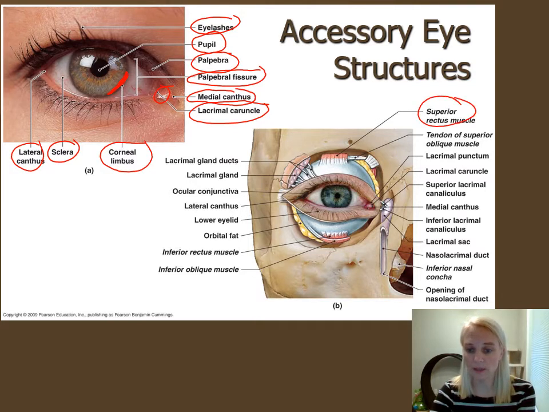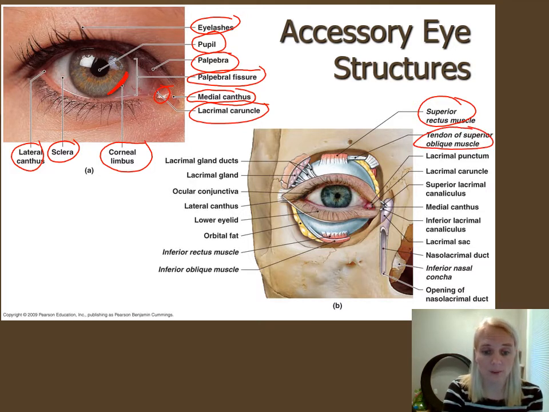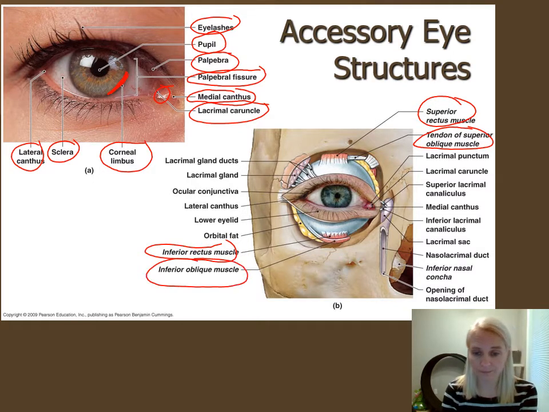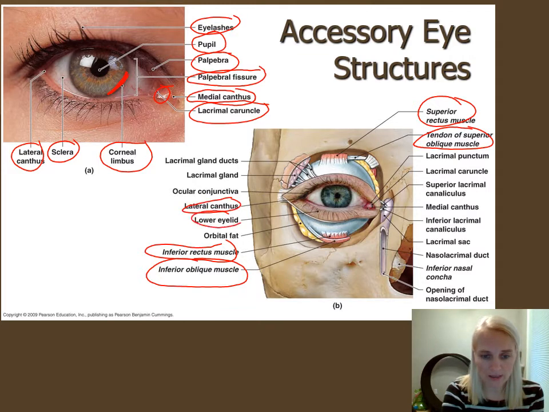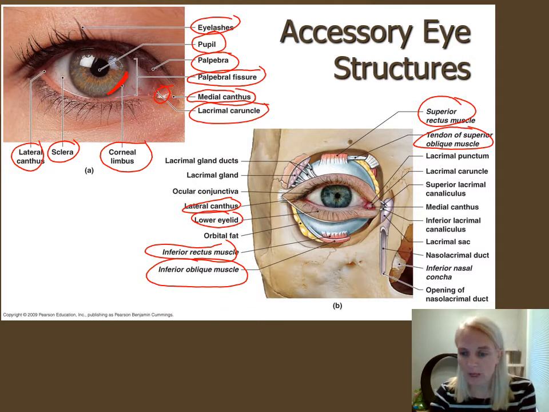So superior rectus, the tendon of your superior oblique. We have the inferior rectus and the inferior oblique. There's a medial rectus and a lateral rectus, but we cannot see those on this picture. All right, and the eyelids, right? So we can see the canthus and we can see the eyelid. What else? The caruncle.